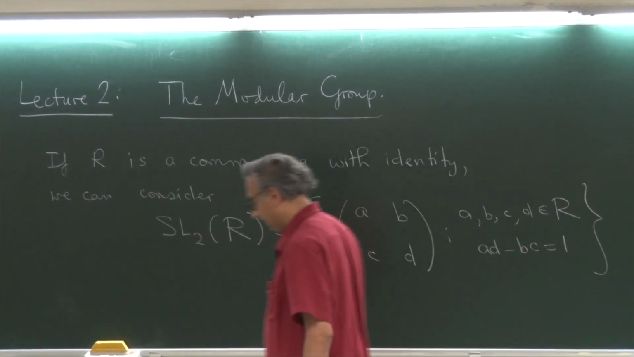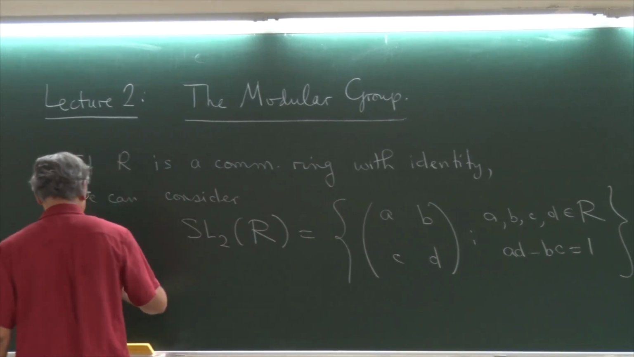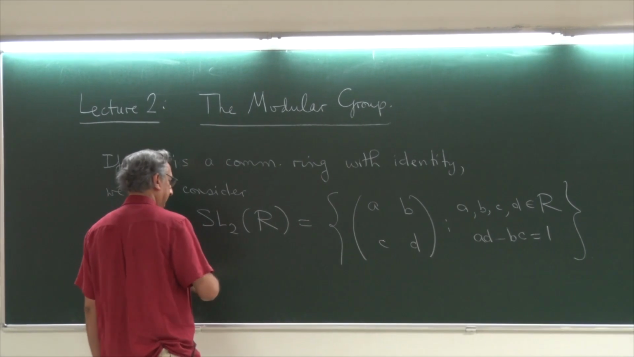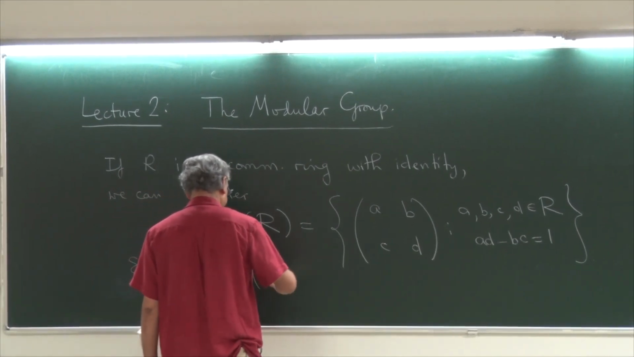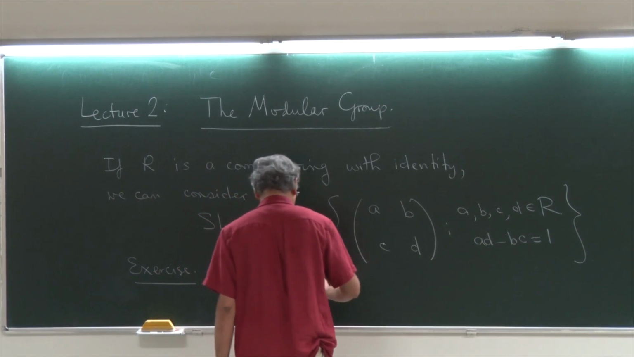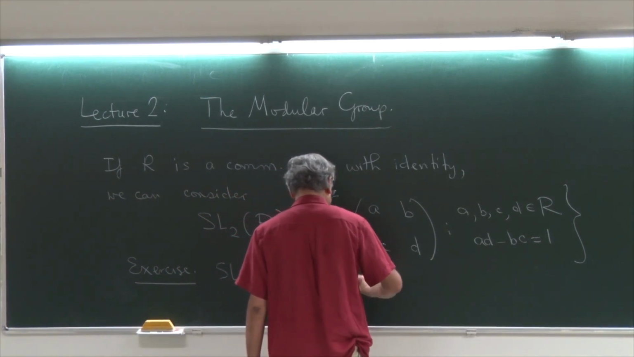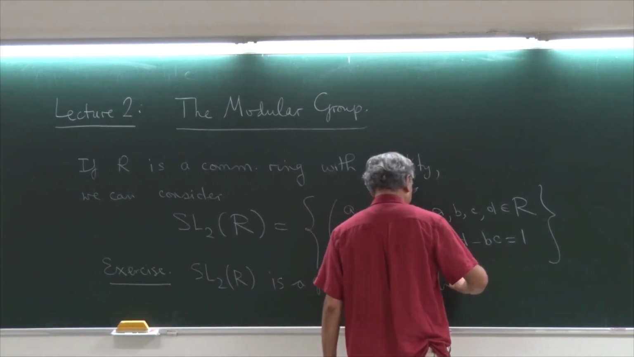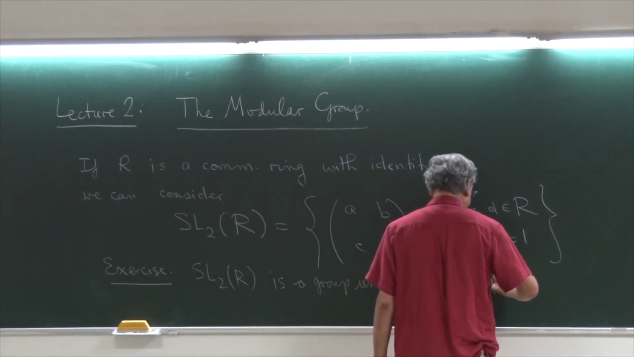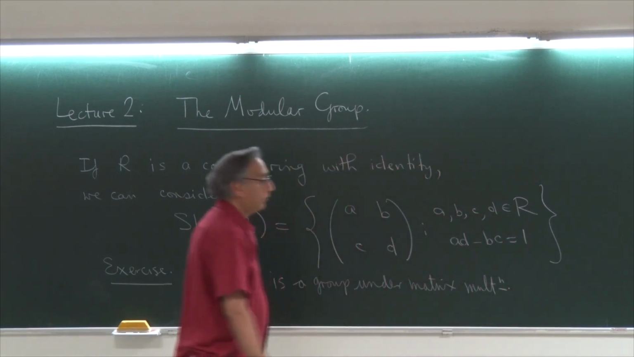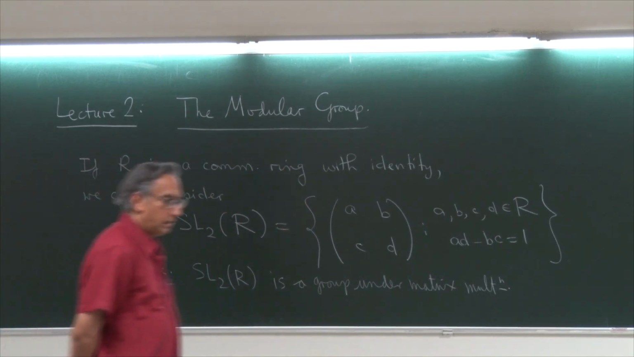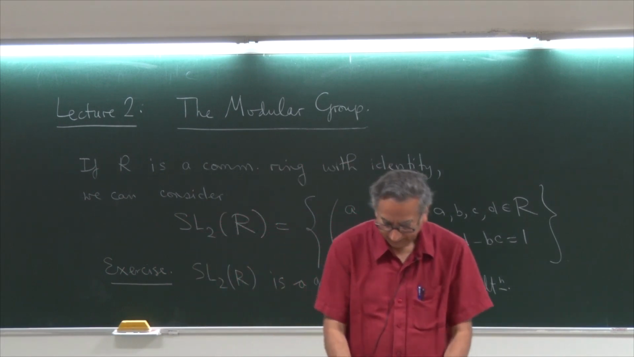So if you have this collection, it's a small exercise to show that SL2R is a group under matrix multiplication. So this is a general fact that we will use in the course of our discussion on the modular group. So given any ring, you can always have this construction.